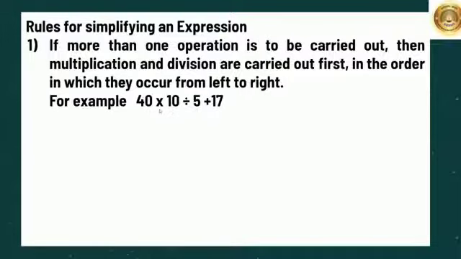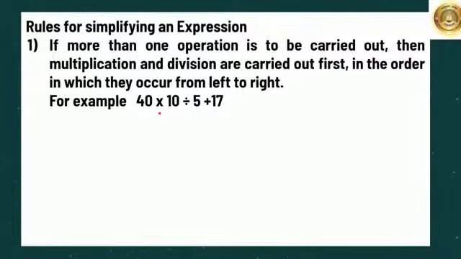So here if you see what is coming first, the multiplication is coming first. So first what we have to do in this case, we have to multiply 40 and 10. Then we have to go on to the division, because when you go from left to right, the multiplication is coming first. And then you have to solve.